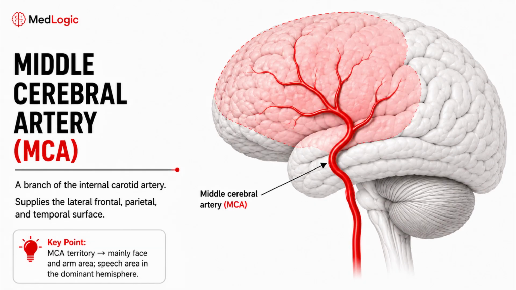The second major artery is the middle cerebral artery, or MCA. The middle cerebral artery is also a branch of the internal carotid system. It supplies the lateral surface of the cerebral hemisphere, including areas for the face, arm, and language. That is why middle cerebral artery stroke commonly presents with opposite face and arm weakness more than leg weakness. If the dominant hemisphere, usually the left hemisphere, is involved, the patient may also develop aphasia, meaning difficulty with language. So remember, MCA means face, arm, and speech.